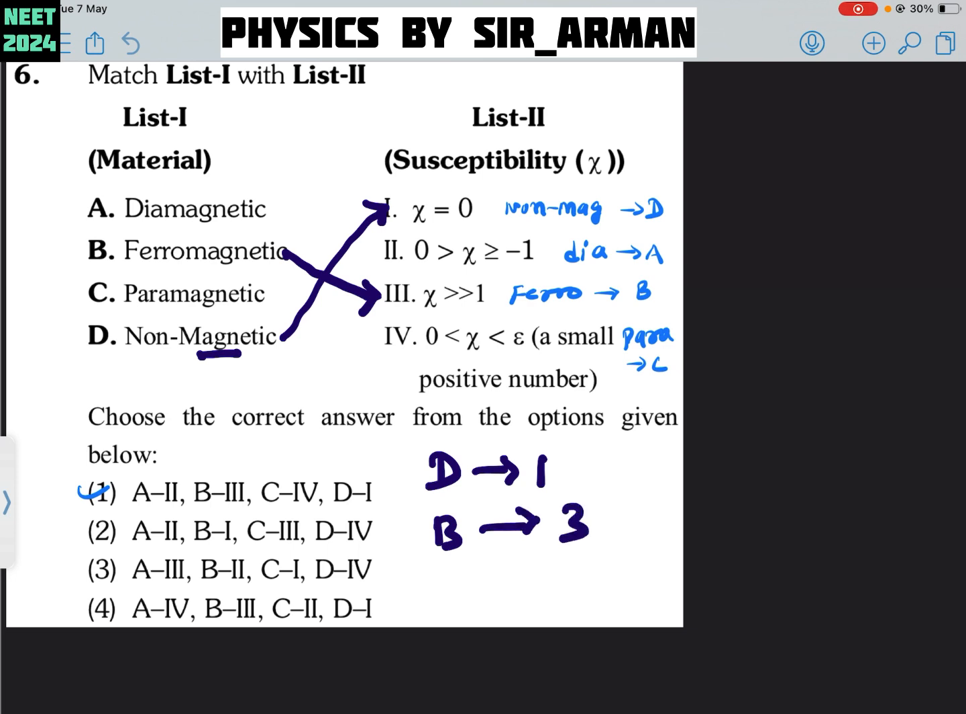Now see, if we know any 2, then we can find out the other. So D is 1, and B is 3; in the options, 1 and 4 match. Now paramagnetic has a very small susceptibility. So for C there is option number 4. So this is the option which correctly matches the data. So option number 1 is correct.